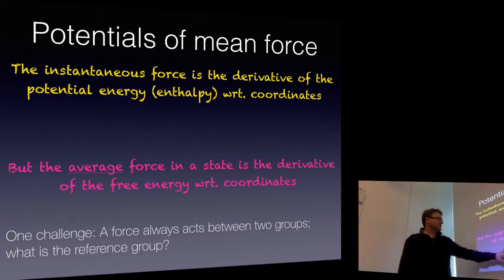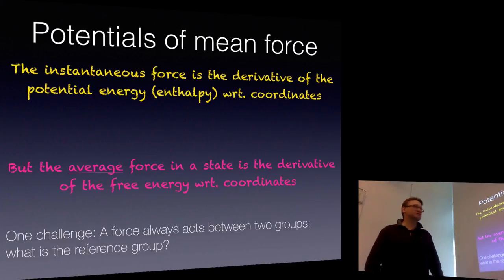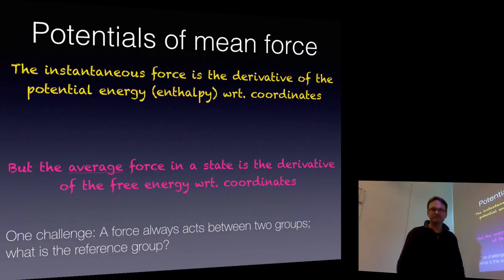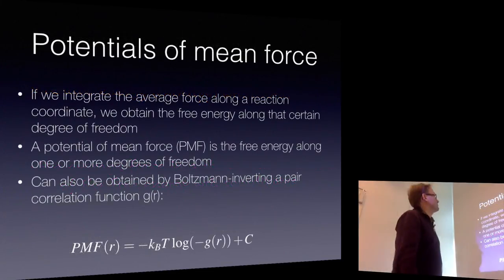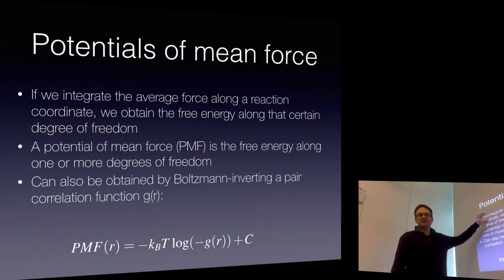There is one minor challenge. We're going to need to know what to apply the forces between, because a force can never act just on one particle. Forces are always pairwise, but I'll forget about that for now. And this is called a PMF, or potential of mean force. So if I calculate the average force, and each simulation might need 5 or 10 nanoseconds, and then I integrate that force, I get a free energy that really corresponds to the average of the force. And that's why people call it the potential of mean force. It's not really more advanced or complicated than that.